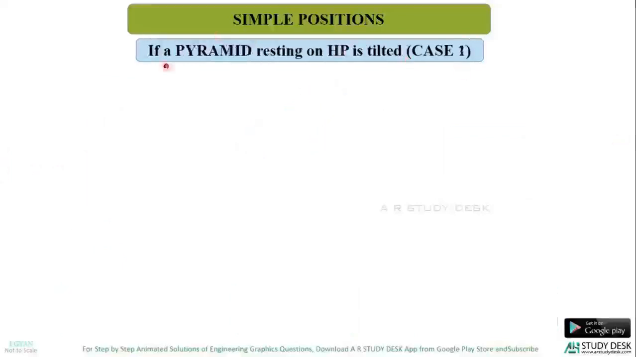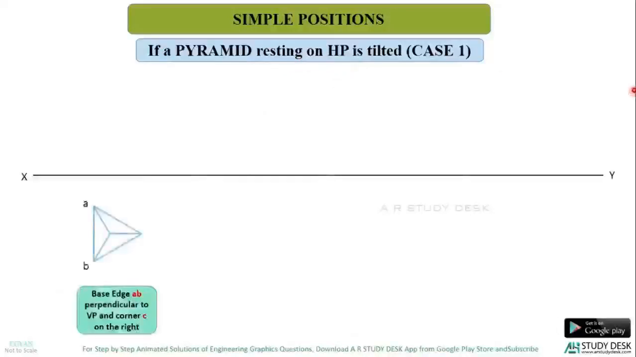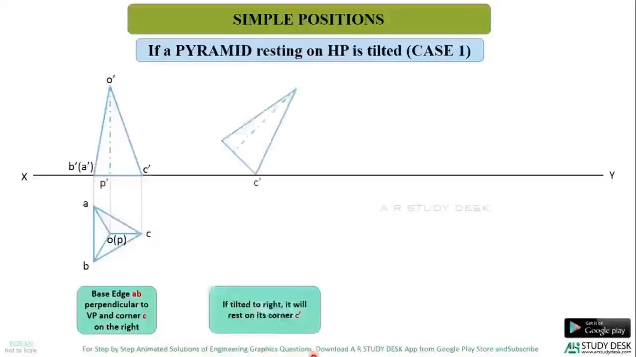Now let us see what happens to a pyramid when it is resting on HP in a particular simple position and if it is tilted. This is a triangular pyramid with the corner kept to the extreme right side. And if you tilt it, what happens? It will rest on its corner. Very simple. It's very easy to understand, right?